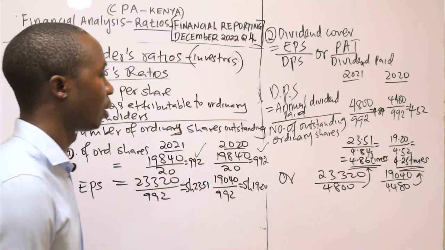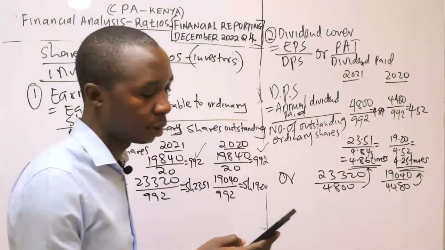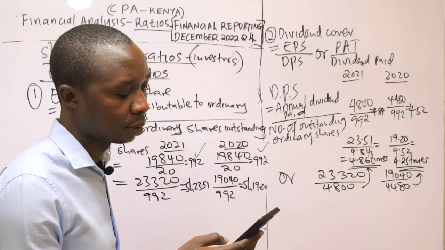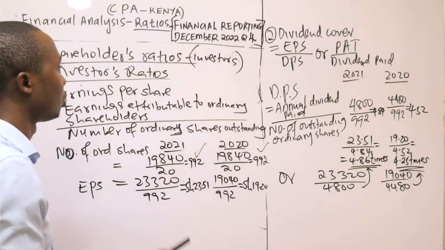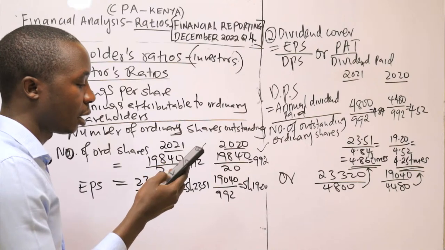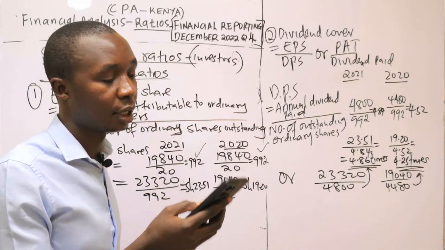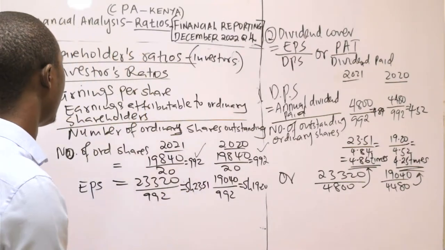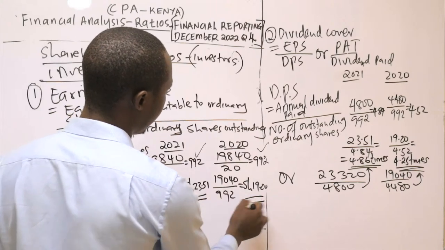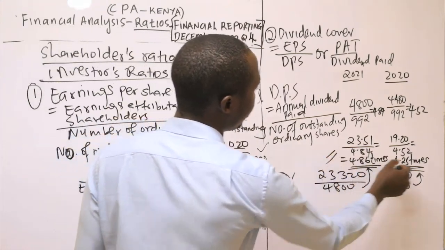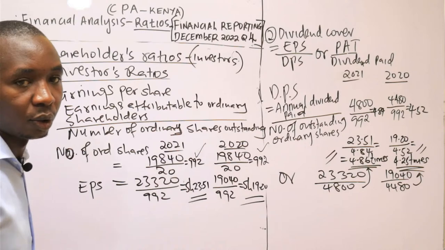What can I comment? Because that is what they were asking in the third requirement. Before I move to the second ratio, that is for the users, because they were asking for two ratios for each of the four user groups. We have talked about the shareholders. Before I move to the trade payables, there is that third requirement where you comment on the changes between the two years as reflected in the ratios. For the EPS, what can I comment? Then for the dividends cover, what can I comment?